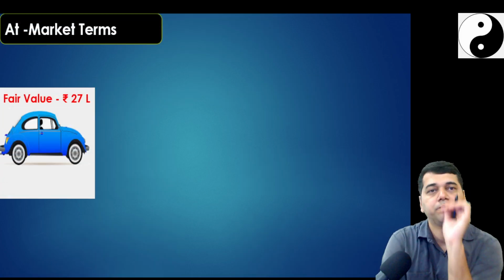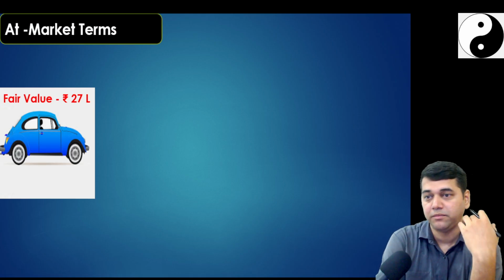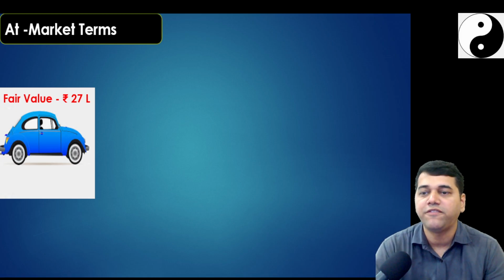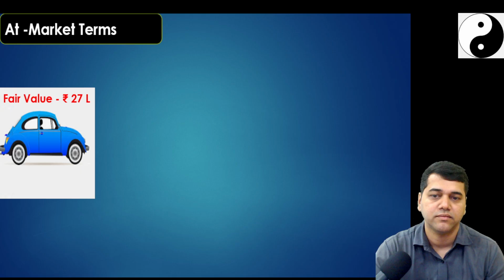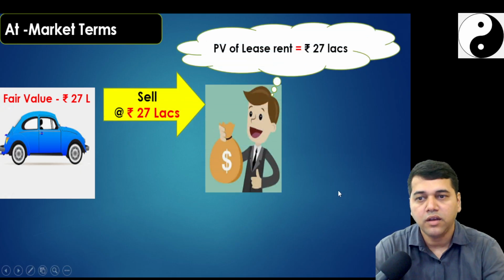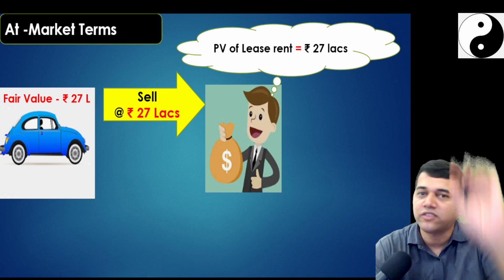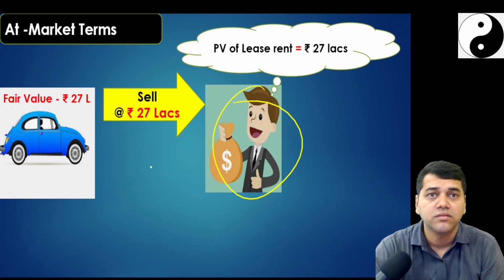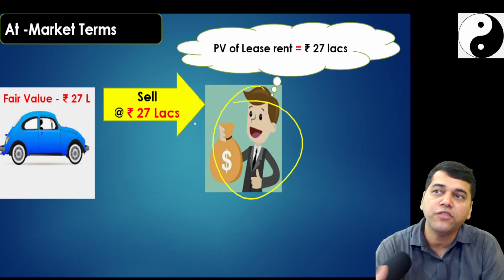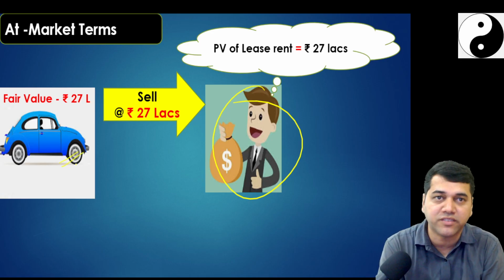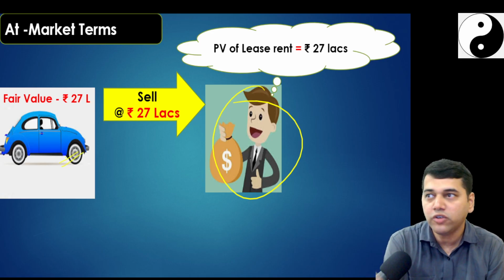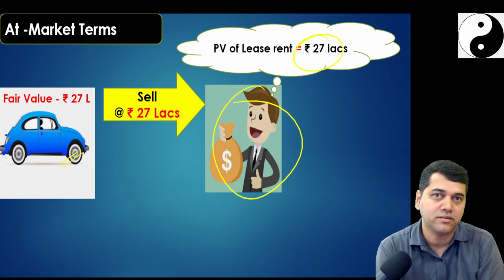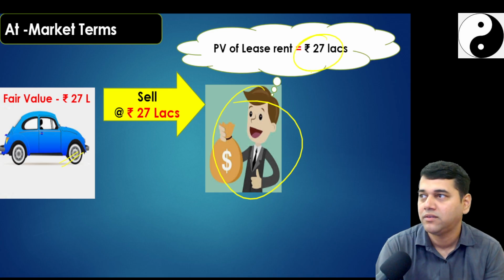Take one example, understand it very well and answer me. There is one car in my balance sheet. The fair value of this car is 27 lakhs. Now, I will sell at 27 lakhs only. Why on earth did this guy purchase? Because for him, the present value of all the future cash flows coming from this asset should be equal to 27 lakhs. That's why he paid you 27 lakhs. Otherwise, is he mad?